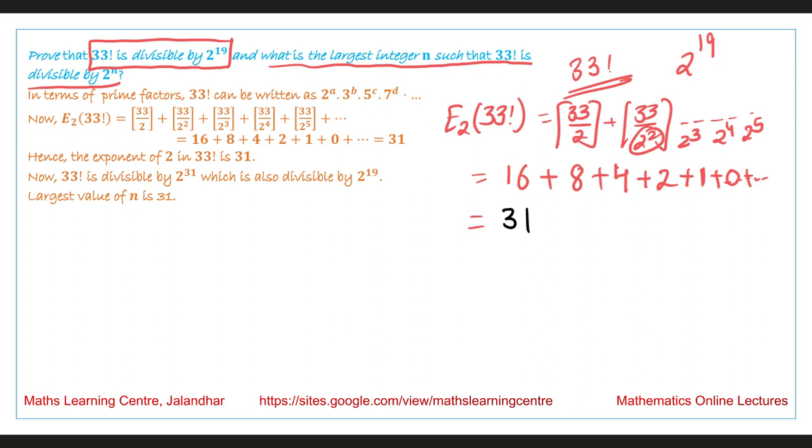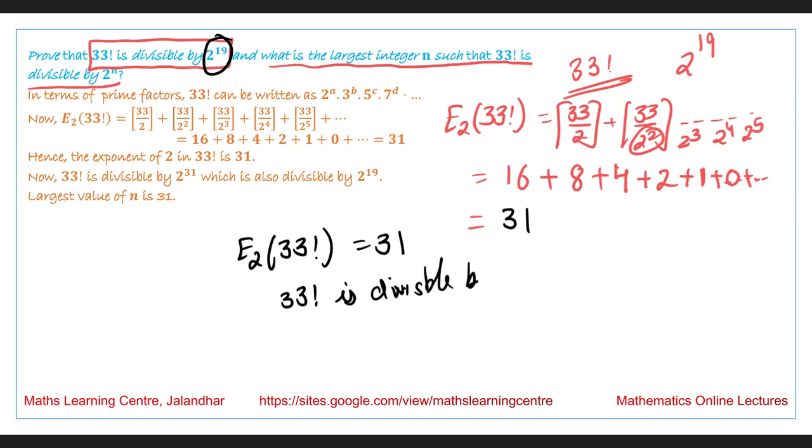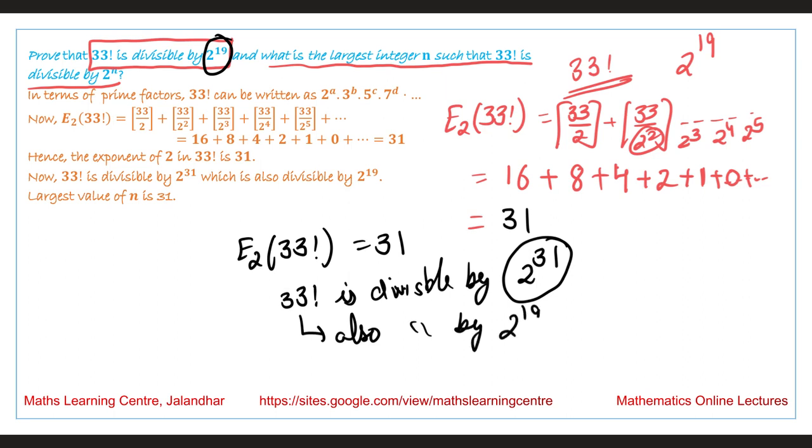So what we obtain is that the exponent of 2 in 33 factorial is equal to 31. It means that 33 factorial is divisible by 2 raised to the power 31. If it is divisible by 2 raised to the power 31, it means it is also divisible by 2 raised to the power 19.